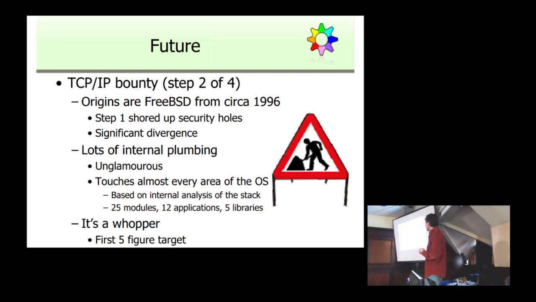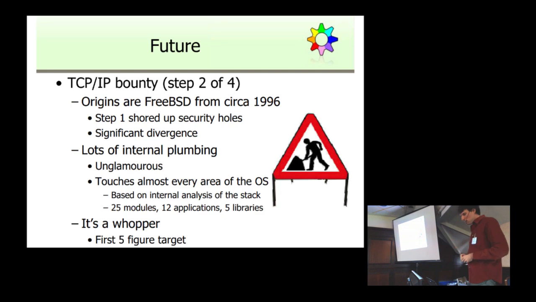Now, in step one, we've papered over a few of the cracks so that there aren't so many massive gaping security holes as there previously were. In particular, there was a protocol that you could accidentally find yourself connecting to a bank with. It was a protocol that has a known weakness that if you cut the wire and sit in the middle of it, you can spoof the transactions going in between, so you could see all your bank details going past. So we plugged up that hole and some of the worst ones. But there is still a significant divergence, in the same way that the USB stack has significantly diverged in those intervening 23 years.